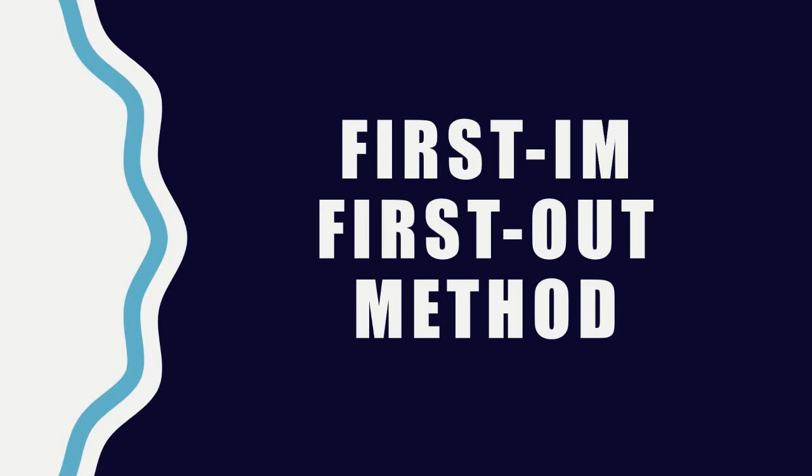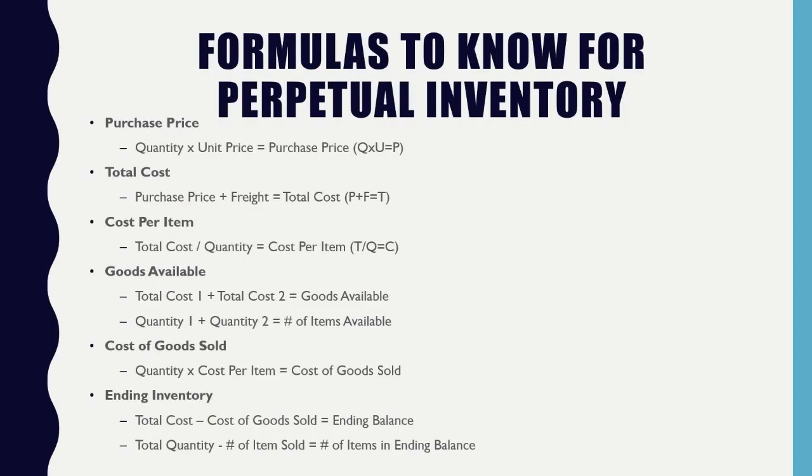So let's take a look at FIFO, first in, first out. Here are the calculations. It's similar yet different, just because we have a different table now, okay? First off, the purchase price is going to be the same. It's going to be the quantity times the unit price. And then the total cost is going to be the purchase price plus freight. So those are all the same. The cost per item is also the same, right? You take your total cost divided by your quantity to get the cost per item. Now, here's the difference here.